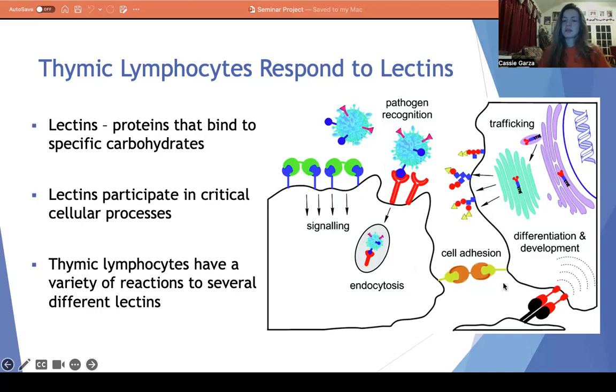And then the last one, we can see lectins here. They're bound to the receptor on the cell, but they're also bound to each other. So that's going to help in cell adhesion, which is keeping cells in close contact with each other. So those are just some of the many functions of lectins. As I mentioned, this one here, the pathogen recognition, is definitely going to be the most important for us to understand for this presentation.